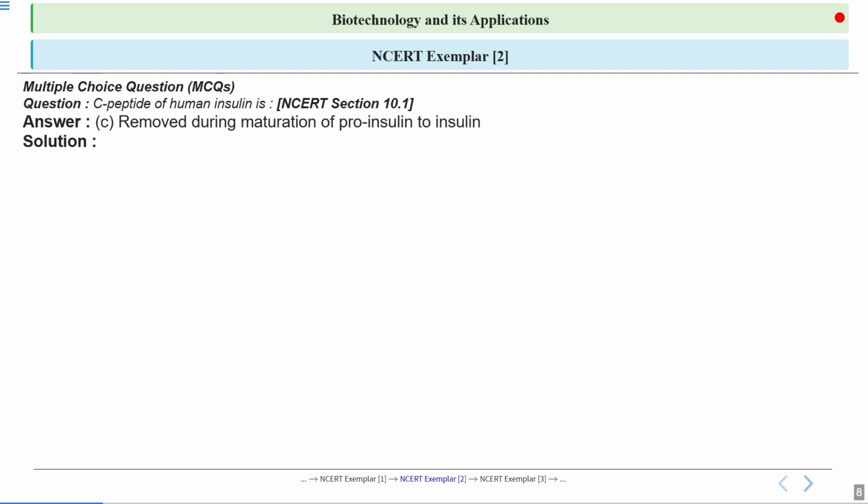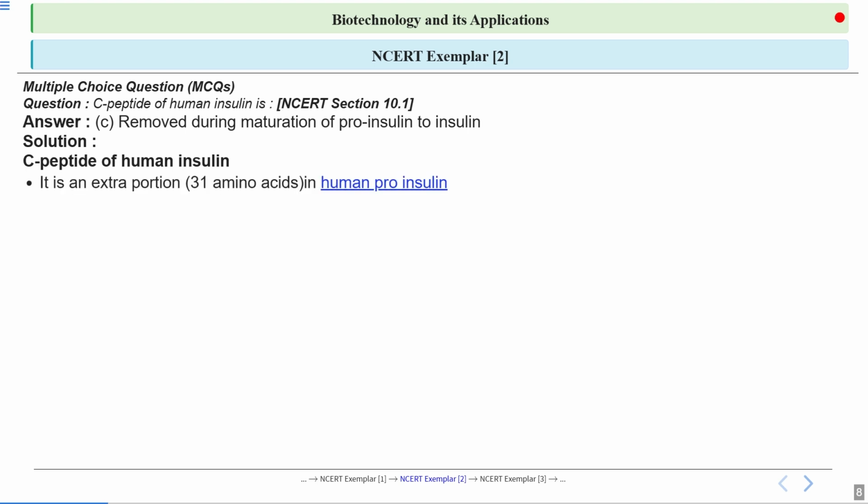So the answer is C: the C peptide in human insulin is removed during maturation of proinsulin to insulin, because we know that the mature insulin of humans consists of only two chains, chain A and chain B, which are joined together by disulfide bridges. The C peptide has to be removed from the proinsulin, the first structure, which has all three peptides, to form a mature insulin. Let's see the solution.